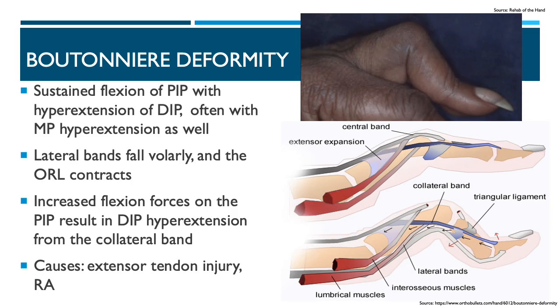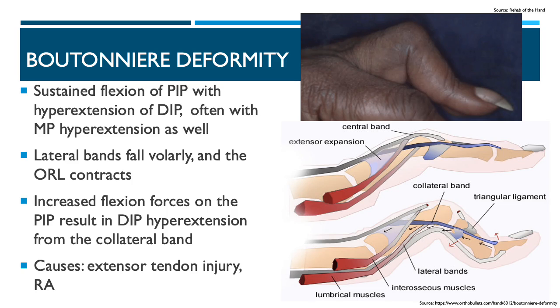So, we've talked a lot about the finger anatomy. Here's where it really comes into play, and here's why this stuff is important. This first picture is called a boutonniere deformity. What that means is there's sustained flexion of the PIP with hyperextension of the DIP. A lot of times you'll also see MCP hyperextension.